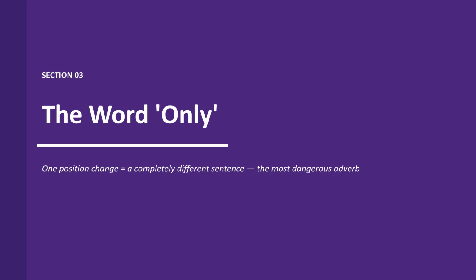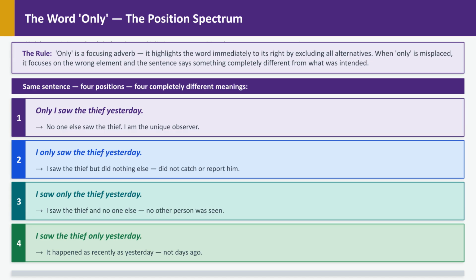Section 3 is dedicated to the word only, arguably the most dangerous adverb. A single position change results in a completely different meaning. Only is a focusing adverb that should highlight the word immediately to its right. We've previously seen how its position creates 4 distinct meanings in a single sentence structure.